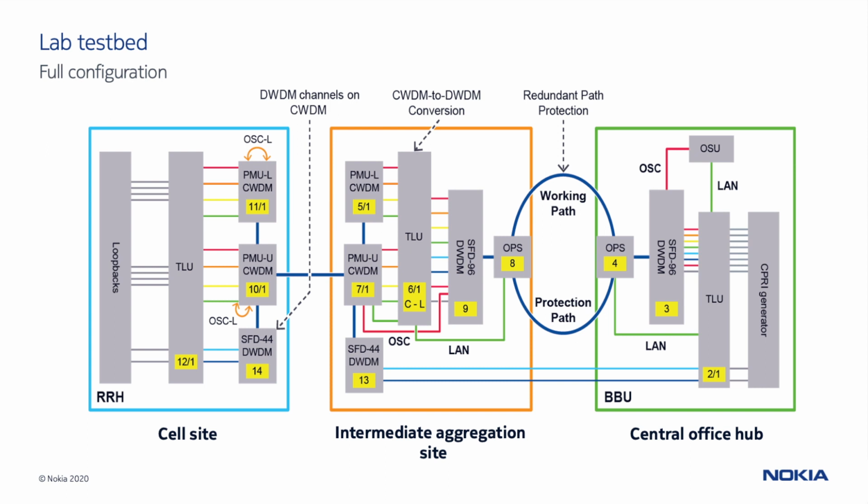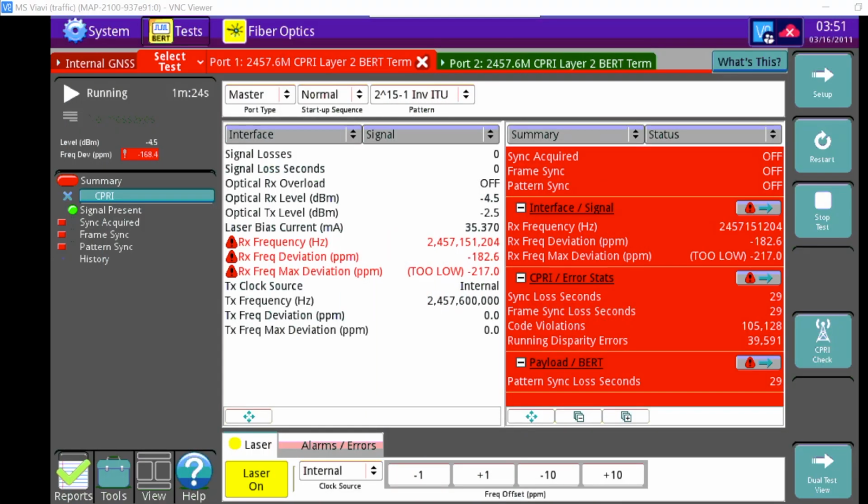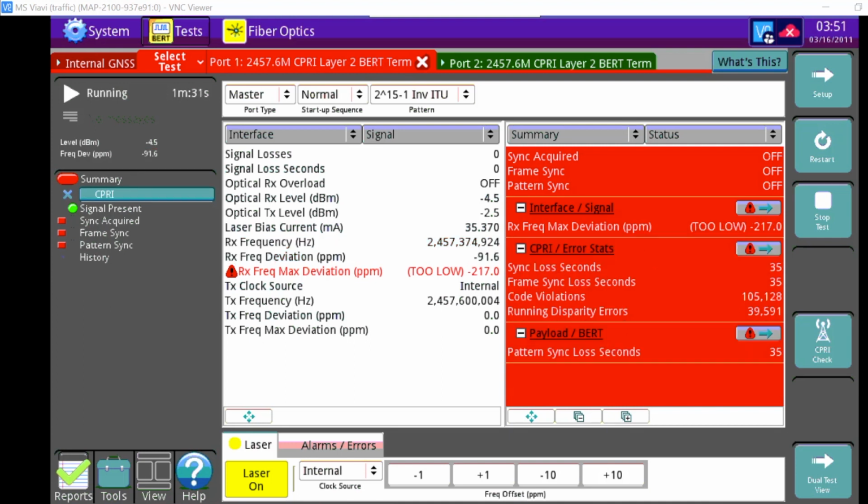Here, in this network diagram, the VWM devices are highlighted along with the related connections. We will connect to the OSU, or Optical Supervisory Unit, and we will configure the TLU devices properly. To do that, some parameters need to be properly configured, and specifically CPRI rate, DWDM frequency, and any loopback should be removed. Let's start by checking the testing set. We do have some traffic issues as the traffic is not passing through as expected.